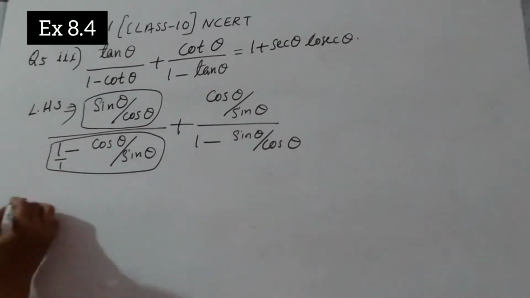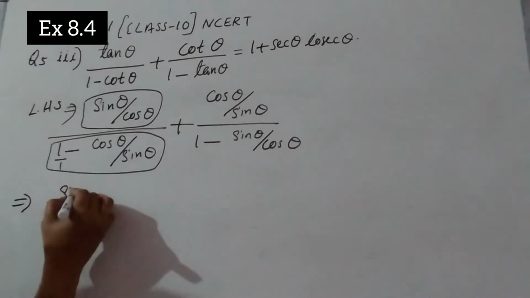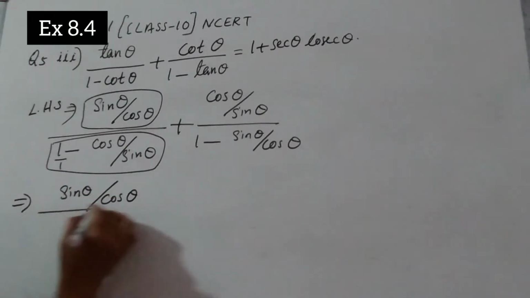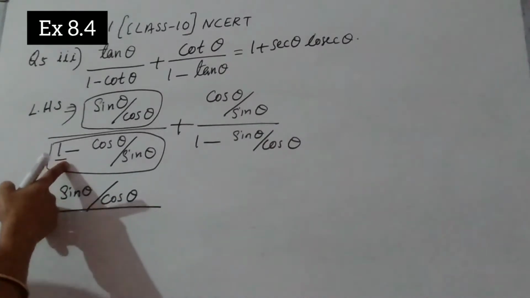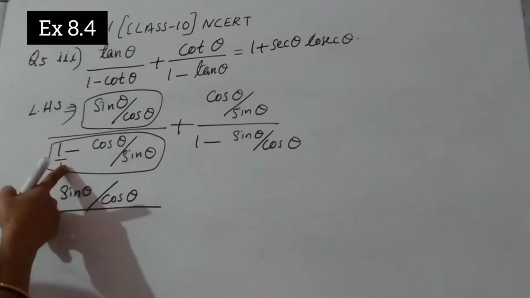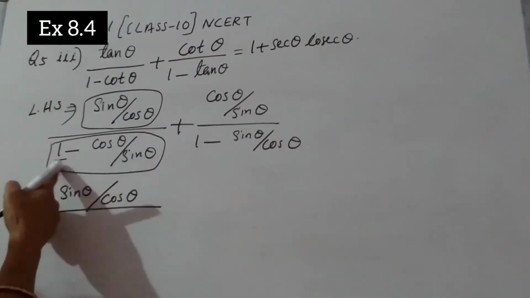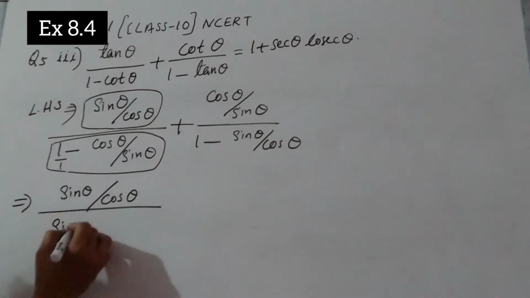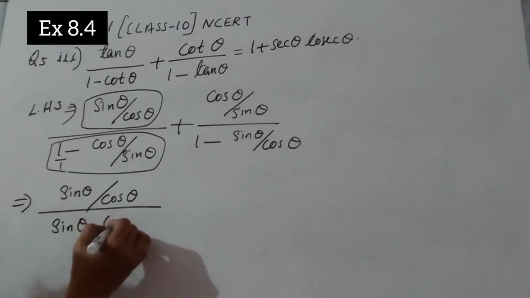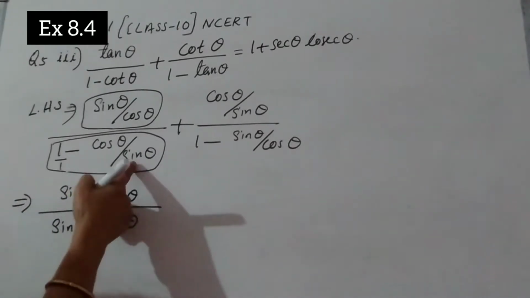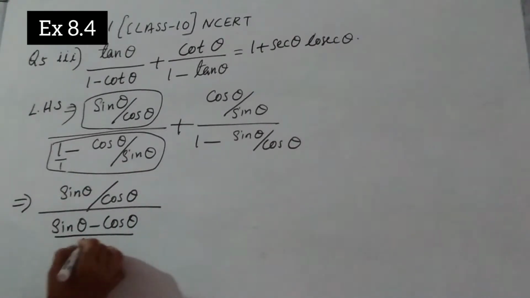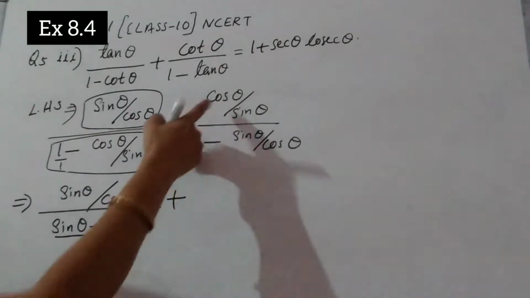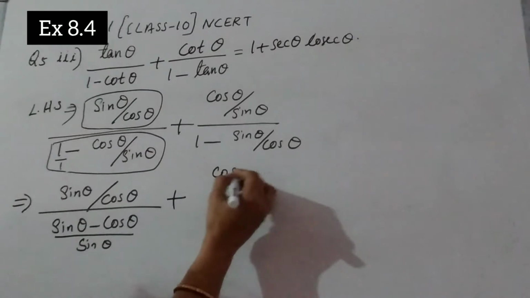So numerator we can write as it is, sin theta by cos theta all divided by 1. The denominator 1 we have to convert into sin theta. So you should multiply sin theta in both numerator and denominator. So what will happen in the numerator? Numerator sin theta minus cos theta, here sin theta is there, divided by sin theta.